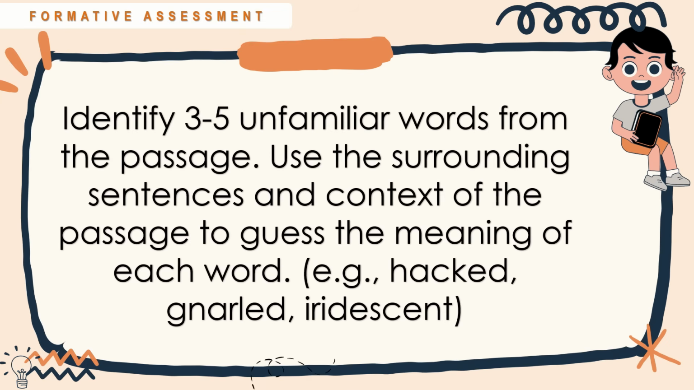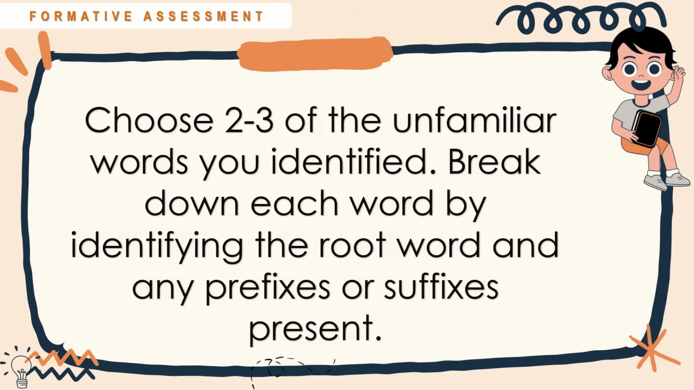For your formative assessment, identify 3 to 5 unfamiliar words from the passage. Use the surrounding sentences and context of the passage to guess the meaning of each word. Hacked, gnarled, iridescent. Choose 2 to 3 of the unfamiliar words you identified. Break down each word by identifying the root word and any prefixes or suffixes present.